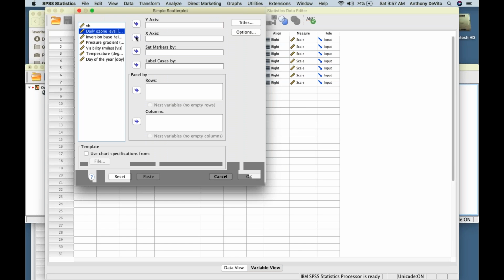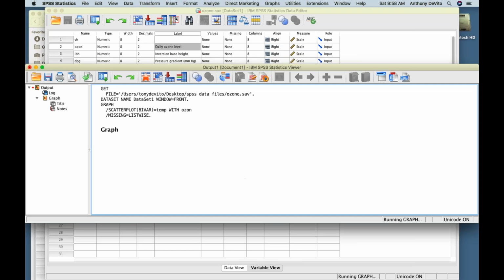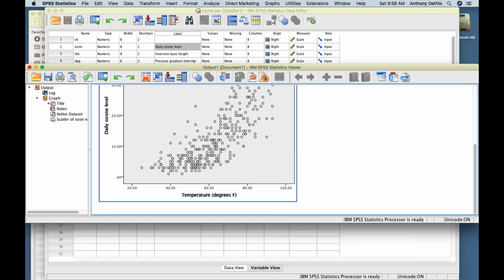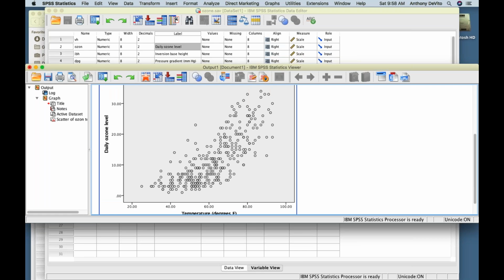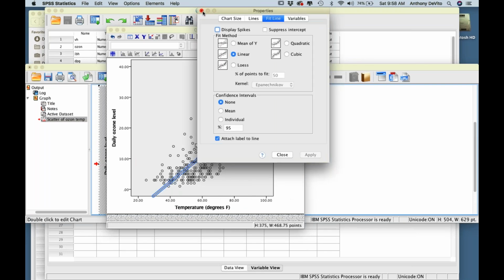I'm going to take daily ozone level and put that into the y-axis. That's what we're interested in. Actually, let me take the temperature and put that into the x-axis. Let's see if there's an association between the temperature and the ozone level. Okay, let's plot this and see how it looks. Wow, that seems like a pretty significant association, doesn't it? Okay, and I'm going to just apply a best fit line to it.